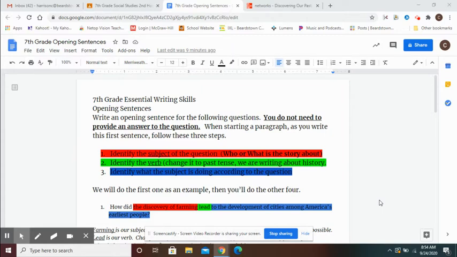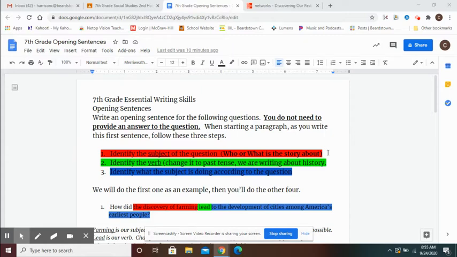You're going to take the question and you're going to write it in a way that's a proper start to a 4 or 5 sentence paragraph. When we are writing an opening sentence, in our minds, we have to ask 3 questions. 1, what's the identity of the subject? Who or what is the question asking about?